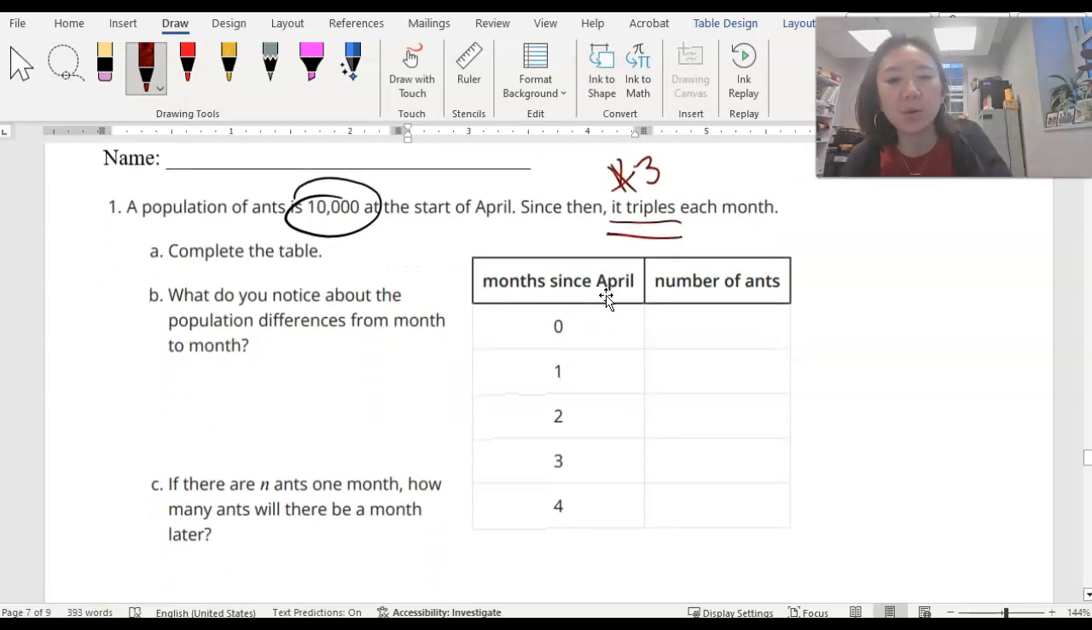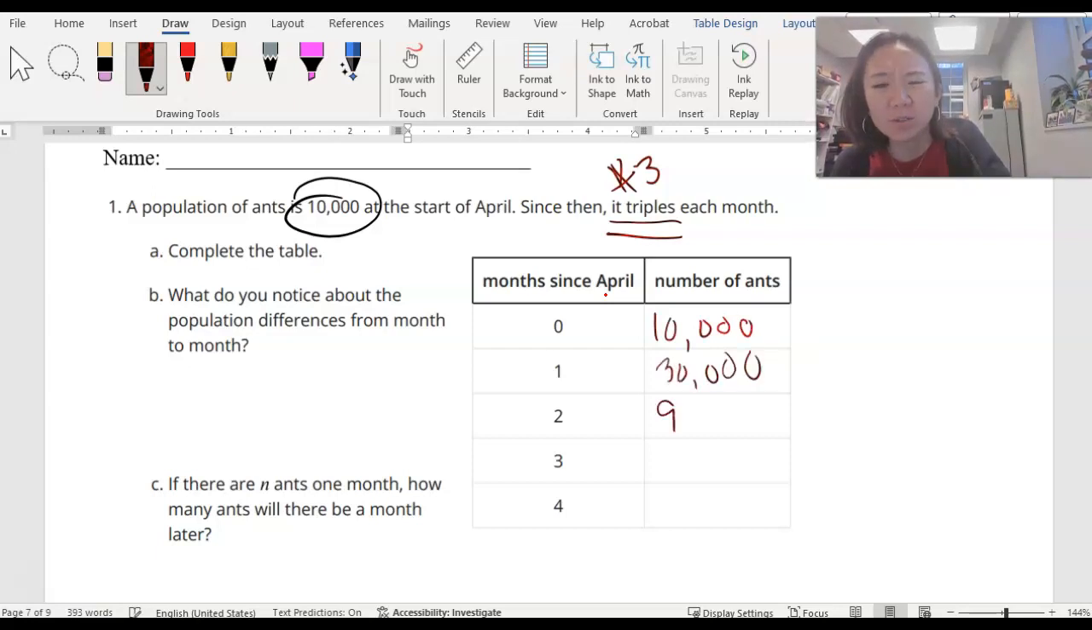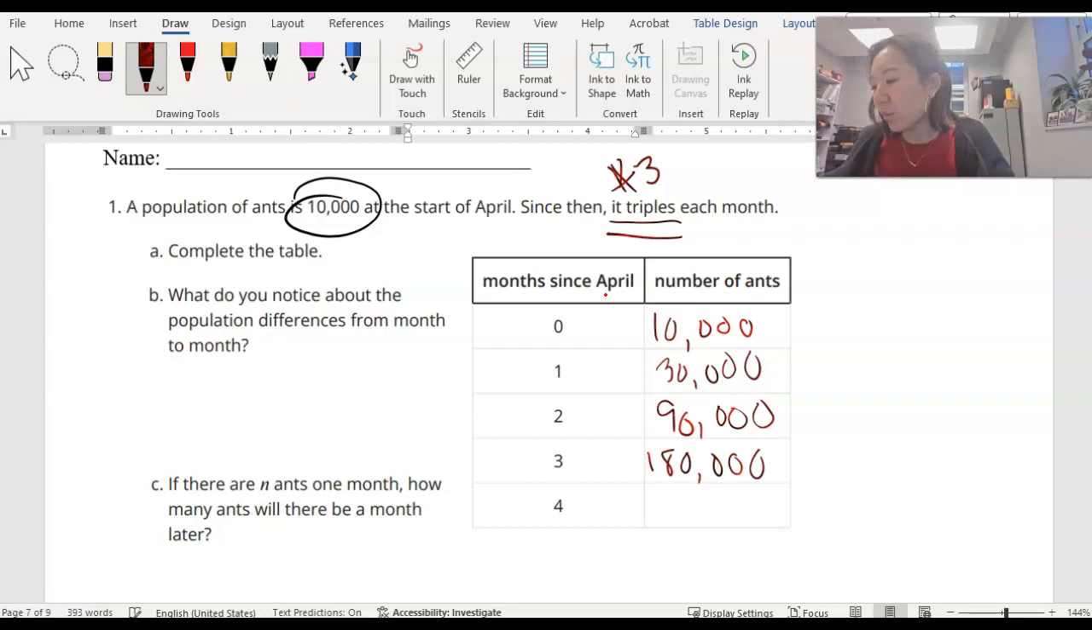So it says complete the table. So we're starting at 10,000. We're going to go to 30,000 then. Then we'll go to 90,000. Then if we triple that, we'll go to 270,000. And then when we triple that, times 3, we will get 810,000. So each month we are multiplying by 3.